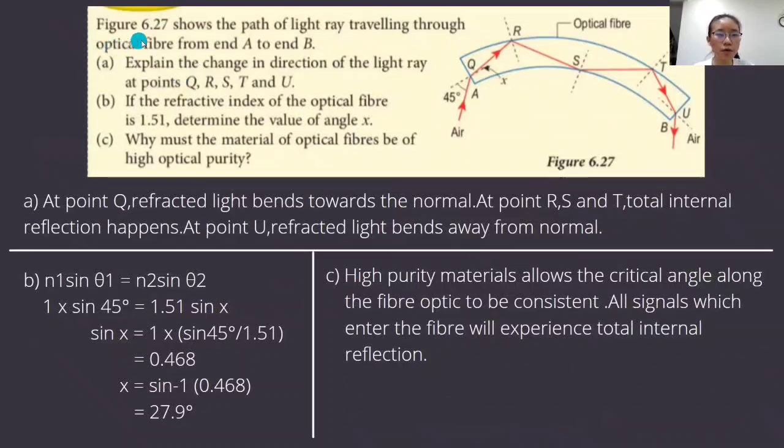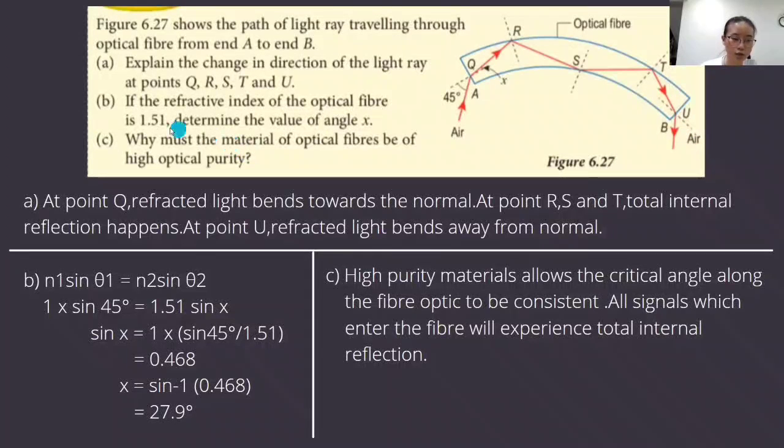Okay, the next one is: Figure 6.27 shows the path of light rays traveling through optical fiber from NA to NB. Explain the change in direction of the light ray at points Q, R, S, T, and U. So when the light travels from here, it will reach the point Q. At point Q, the refracted light bends toward the normal and reaches point R. At points R, S, and T, total internal reflection happens. Lastly, it reaches the point U. The refracted light bends away from the normal.